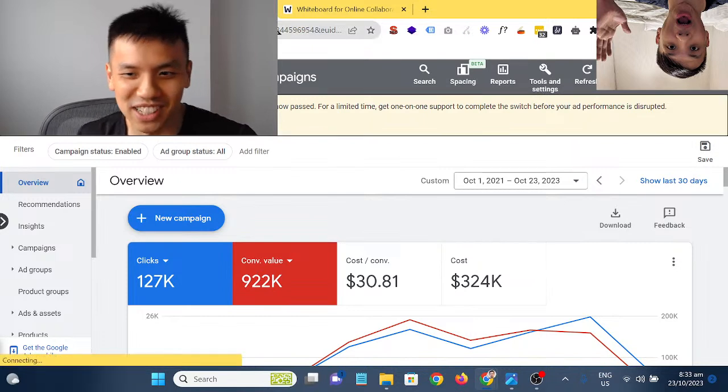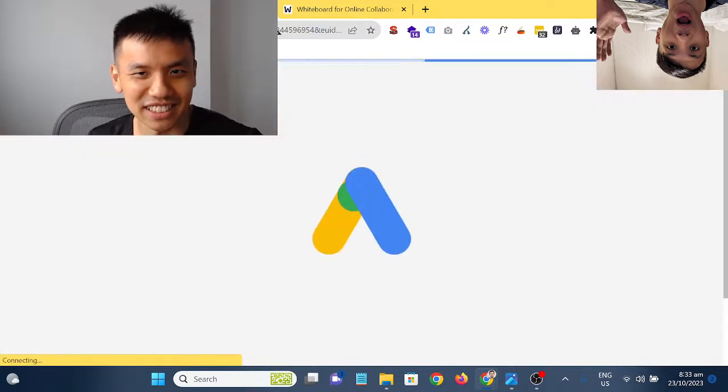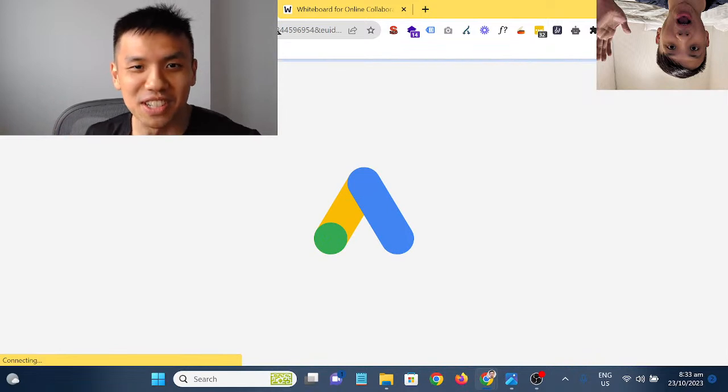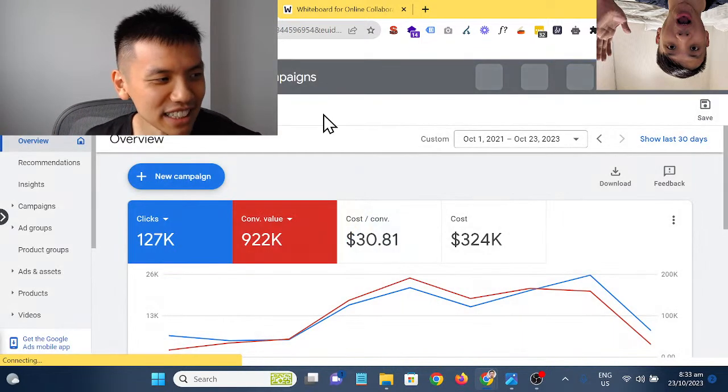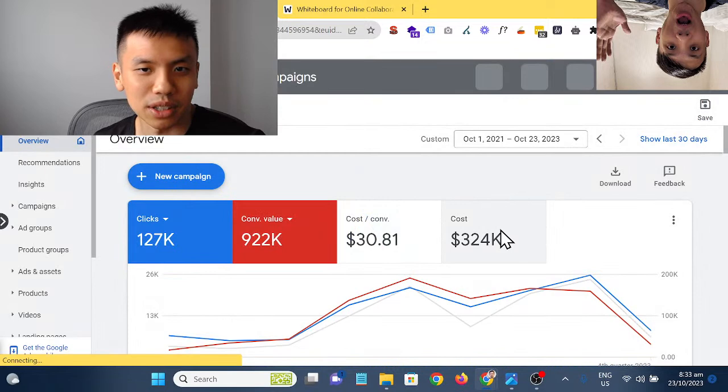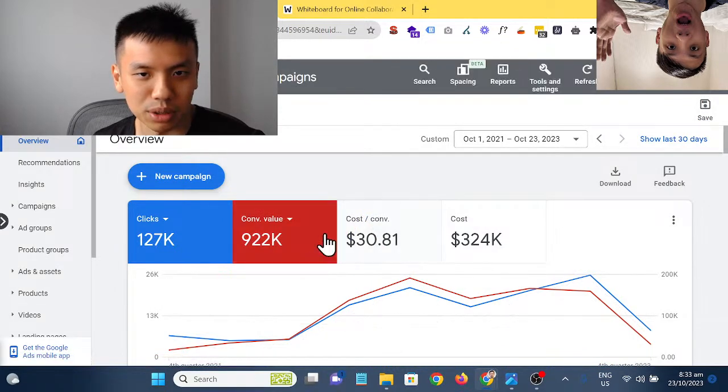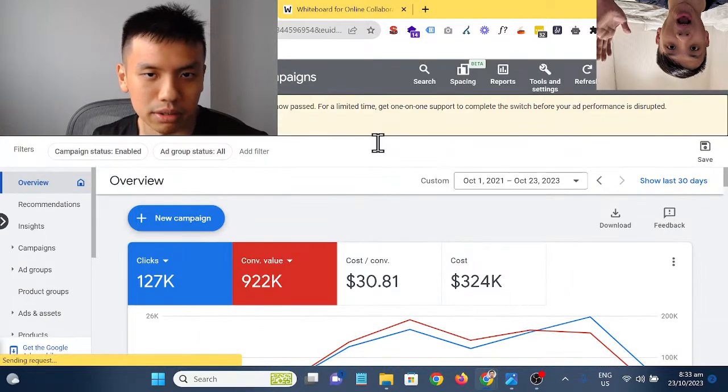Just in case you're wondering whether this is some screenshot, I'm going to refresh this, because gurus are faking things all the time. But anyways, it's 100% real. You can see the cost is 324k. Conversion value is 922k. So on Google Ads, it's about 3x return on ad spend.